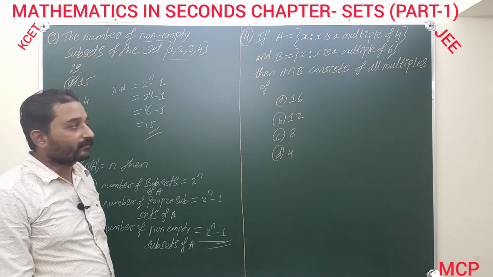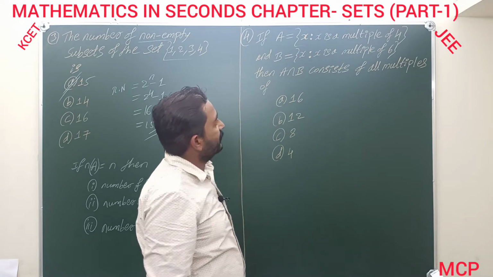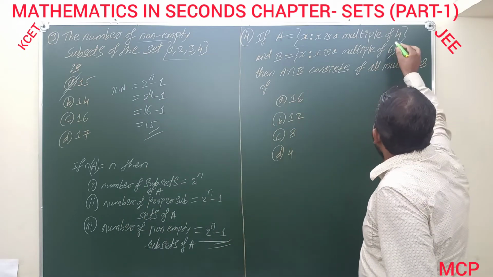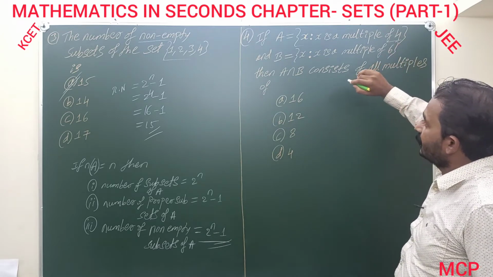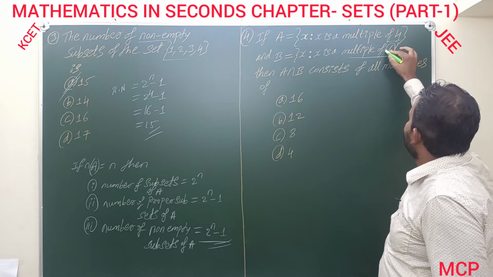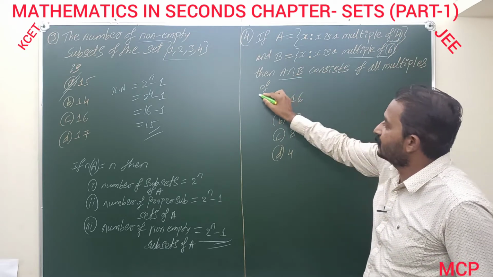Now let us move on to the fourth question. If A is given as the set of x such that x is a multiple of 4, so all the elements are multiples of 4, and B has all the elements as multiples of 6, then find A intersection B, which consists of all multiples of what?